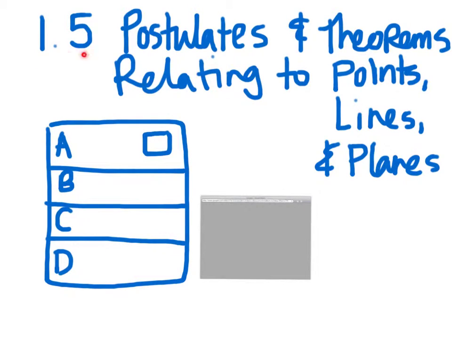Okay, today's title is 1.5 Postulates and Theorems relating to points, lines, and planes. This is what your note should look like. Here's your glue-in. Divide your notes into 4 equal sections labeled A, B, C, and D. And if you're watching this video, it's because you have been assigned the letter B and you'll be presenting on that.